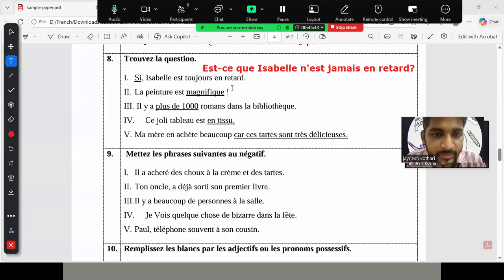Second one. "La peinture est magnifique." The painting is magnificent. "Comment est la peinture?"